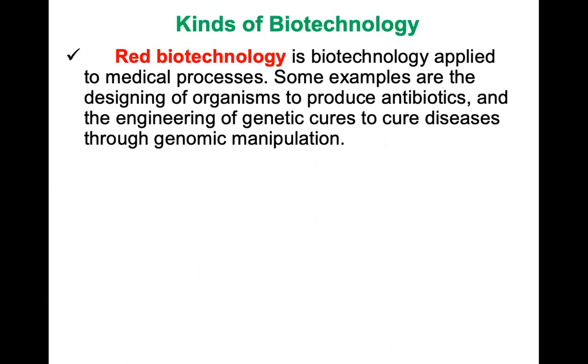So kinds of biotechnology, perhaps you have heard this, class of biotechnology, kinds of biotechnology. The applications of biotechnology are diverse in our human life. Red biotechnology deals with biotechnology applied to medical processes. Red maybe it is linked to our blood color being red. So medical biotechnology is also synonymous to red biotechnology. Some examples are the designing of organisms to produce antibiotics and the engineering of genetic cures to cure diseases through genomic manipulation. So red biotechnology's definition and scope is like that.